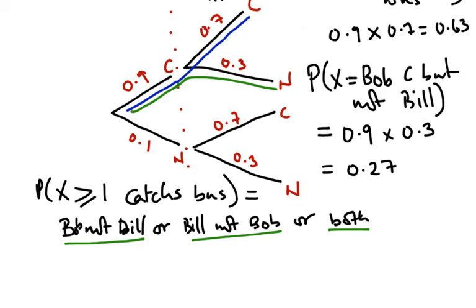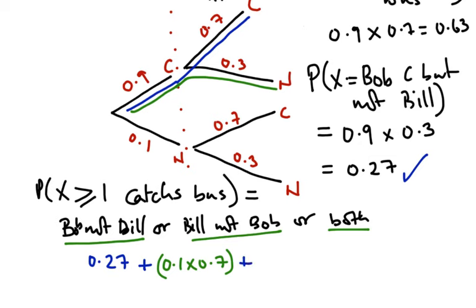All right, cool. Let's now work this out. Bob catches the bus, but not Bill. I've already calculated that here, so that's 0.27. I don't need to do that anymore. Or means I'm going to add Bill catches the bus but not Bob. I haven't done that one as yet, so let's get that one done. Bob doesn't catch the bus, but Bill does catch the bus. So 0.1 times 0.7, so I'll need to work that out in a minute.